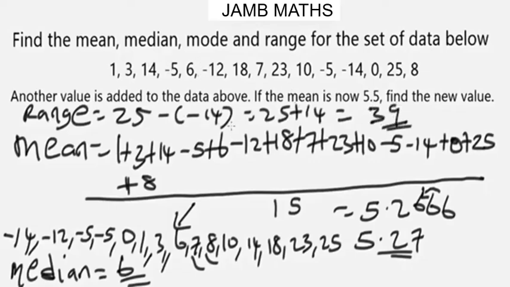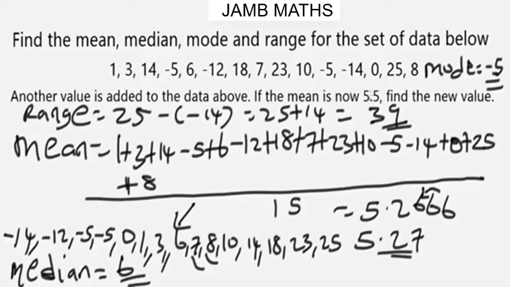Now the mode is the value with the highest occurring frequency, or the most frequent value. The highest occurring frequency in this data is -5. So the mode is -5. Alright, so that will be the answer for the first question.